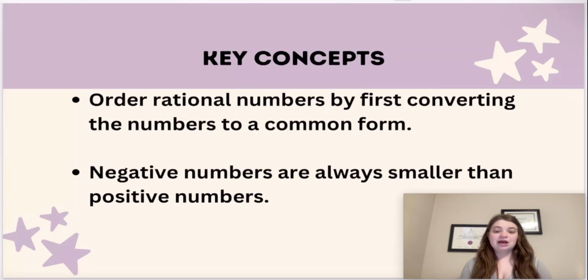And also, we have to keep in mind that negative numbers are always smaller than positive numbers. So, automatically, all the negative numbers are going to be first, followed by zero if zero is part of the number set we're ordering, followed by all the positive numbers. That's always how it will be.